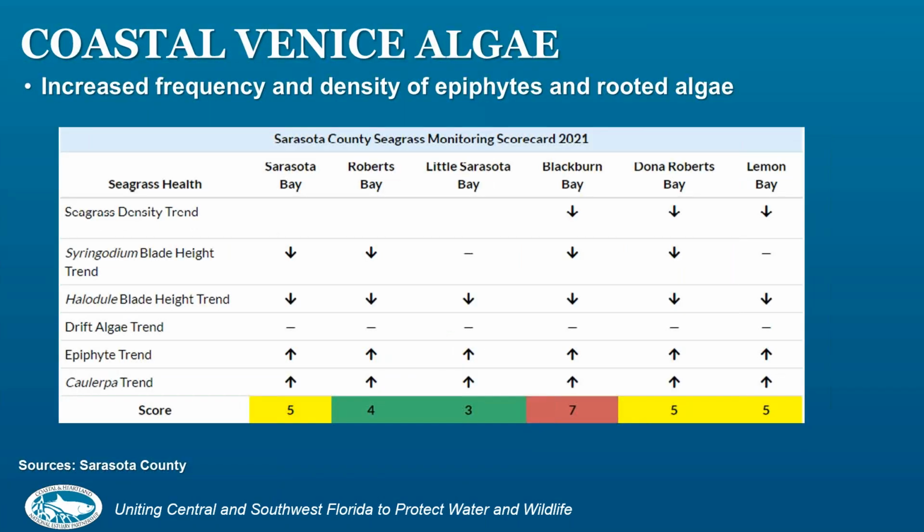And again, algae data for this region, thank you to Sarasota County. We have some great algae data, and you can see there, they collect it throughout all of the bays that are in Sarasota County. Again, we're focused here over to the right on Dona and Roberts Bays. You see basically decreasing trends in seagrass and increasing trends in epiphytes and algae.